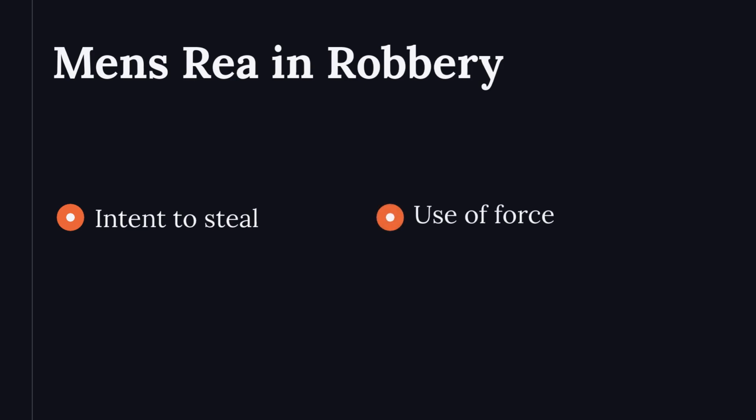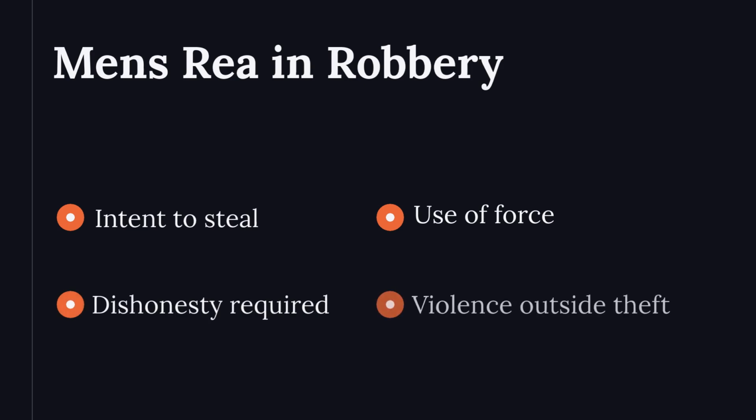Mens rea in robbery involves intent to steal with force. The defendant must have theft's mens rea, including dishonesty and intent to permanently deprive. Force must be used to facilitate theft. Gratuitous violence not intended for theft is outside robbery. Robust approaches may apply in courts.